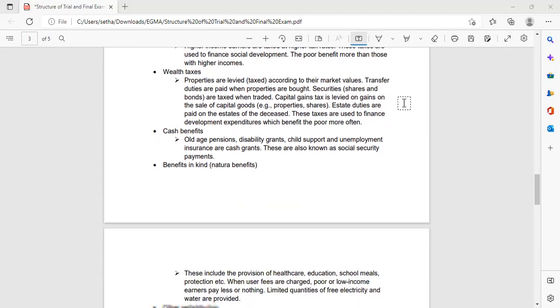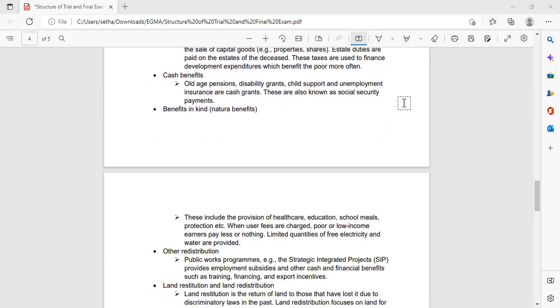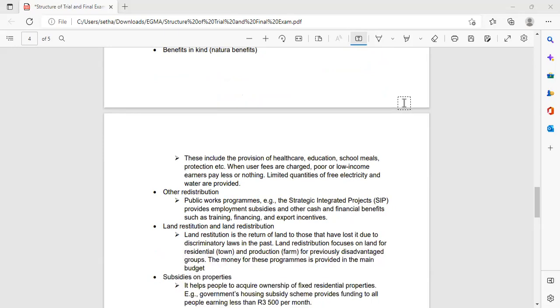Benefits in kind. This includes the provision of healthcare, education, school meals, protection, etc. When user fees are charged, low-income earners pay less or nothing. For example, public schools, public clinics, public hospitals, and police services. They also provide limited quantities of free electricity and water in those rural areas.